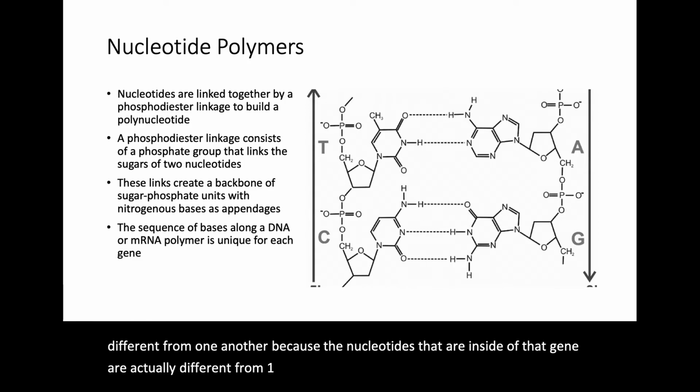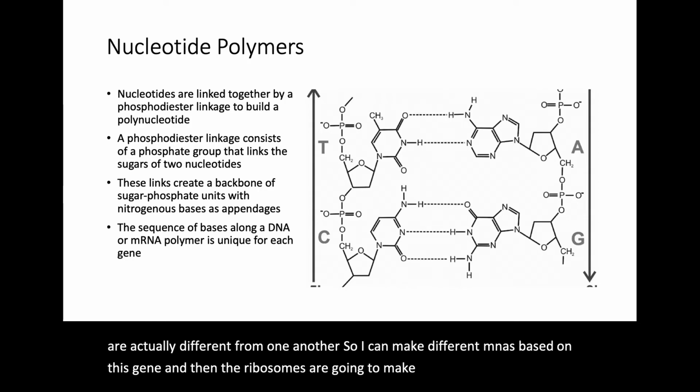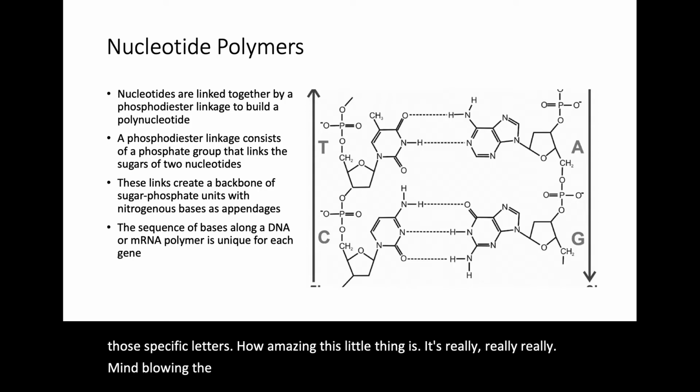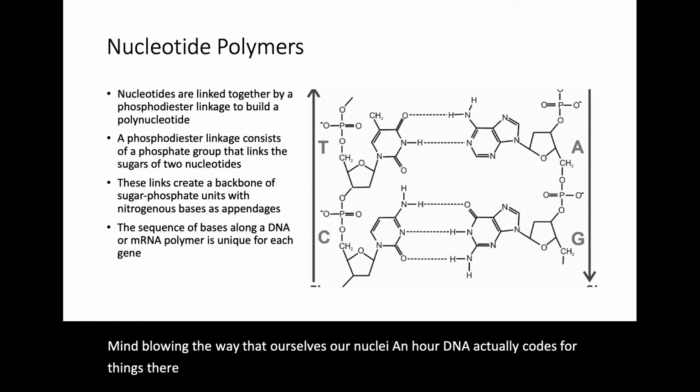So I can make different mRNAs based on this gene, and then the ribosomes are going to make specific proteins based on those specific letters. How amazing this little thing is. It's really mind-blowing the way that our cells, our nuclei, and our DNA actually code for things. There's a very specific way, really easy to understand as well, because it's just like a recipe.